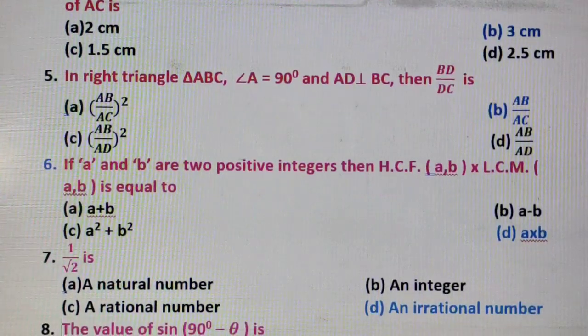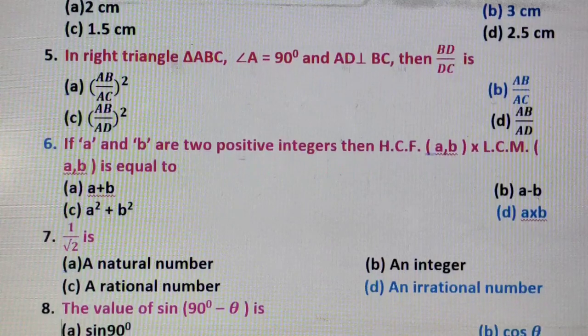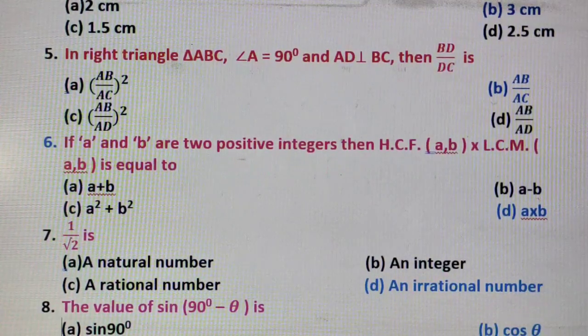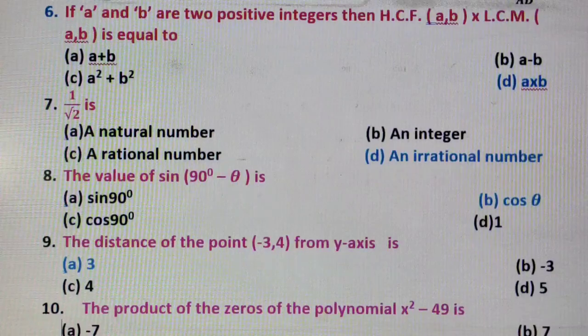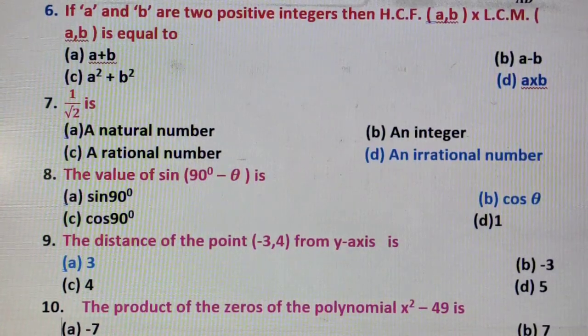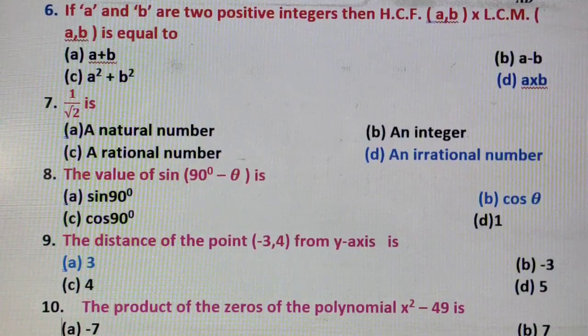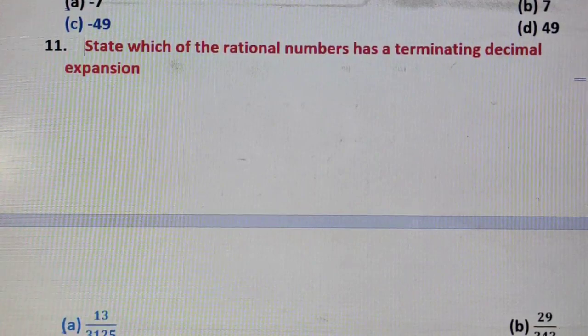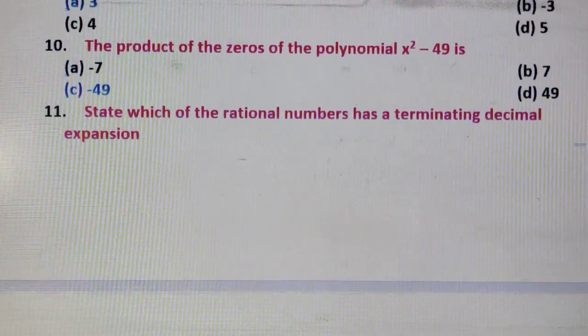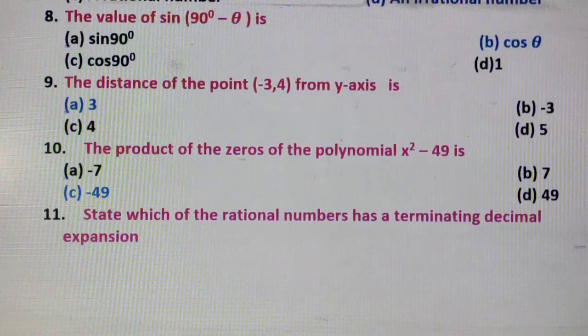In right triangle ABC, A 90 degree, AD perpendicular BC, then BD by DC. This is by similarity we get AB square by AC square. If A and B are two positive integers, then HCF into LCM equal to product of numbers. It is A into B. 1 by root 2. We know that root 2 is an irrational number, therefore reciprocal of irrational number is also an irrational number. Value of sine 90 minus theta. This is the formula. Sine 90 minus theta equal to cos theta.